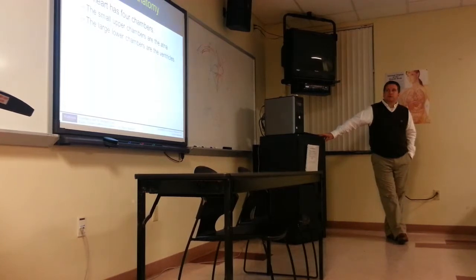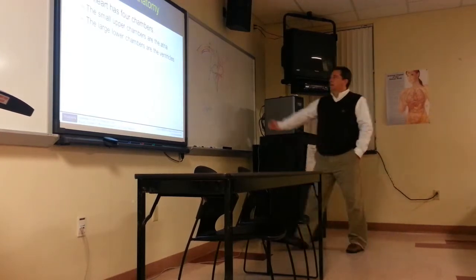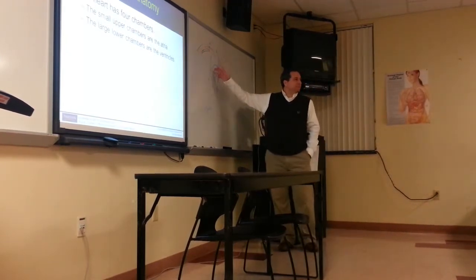2 small upper chambers, 2 large lower chambers. The upper chambers are called right atrium, left atrium. Atria is plural, and the right and left ventricles. Remember, blood flow from the right side of the heart is going to go to the right side of the heart. Blood flow from the left side of the heart is going to go to the left side of the heart. In other words, if blood is in the right atrium, the next place it's going to go is where? Right ventricle. See what I mean? So right atrium to right ventricle, left atrium to left ventricle.